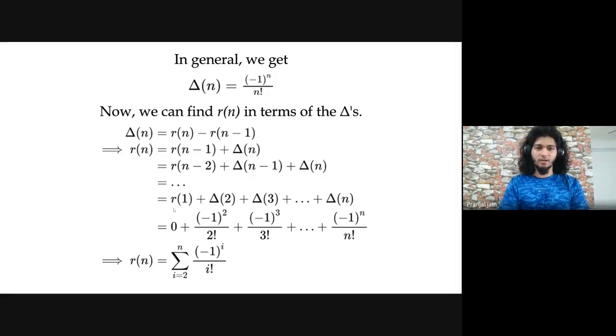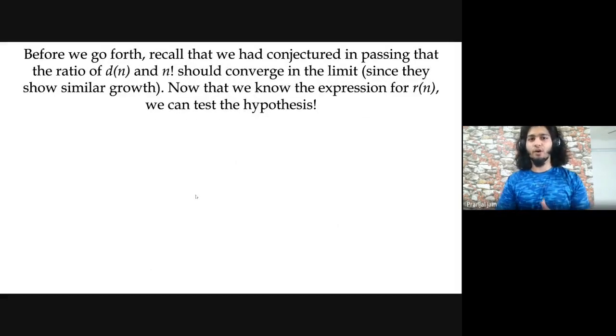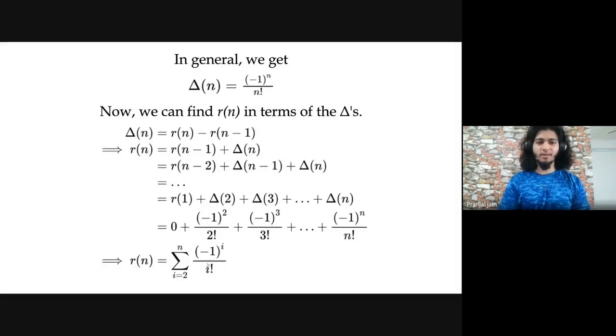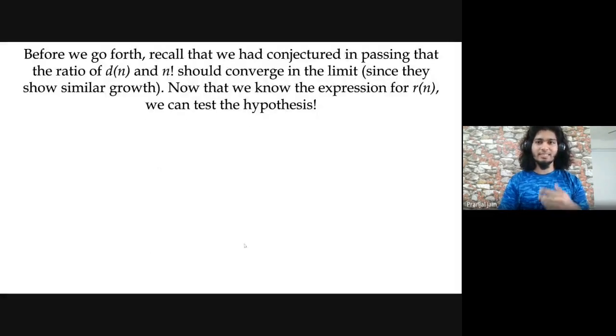And then this R of 1 basically turns into 0, and the deltas, as we found the formula over here, just write it out. And then in summation form, you can ignore this 0 and you get this nice compact summation. So now we found R of n, and before we go forward to find D of n, you might remember that we had said that the ratio of D of n and n factorial should converge in the limit because they grow similar. So now that we have this expression for R of n, we can actually test that hypothesis and see if our conjecture was right.